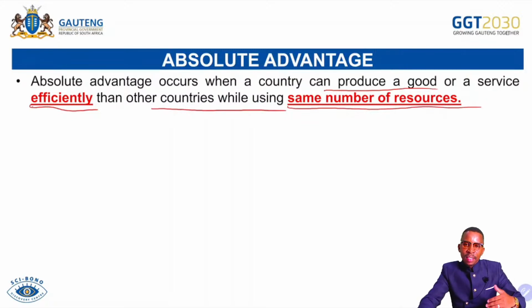So how many tons can be produced by South Africa? Maybe South Africa will produce 100,000 tons, but Nigeria can only produce maybe 50,000 tons. Can you see that South Africa has an absolute advantage, because given a similar amount of money to produce, we are producing more than Nigeria. In that case, we have an absolute advantage.